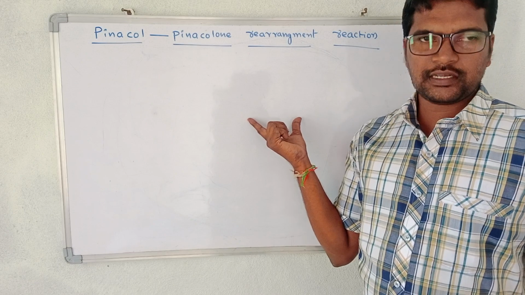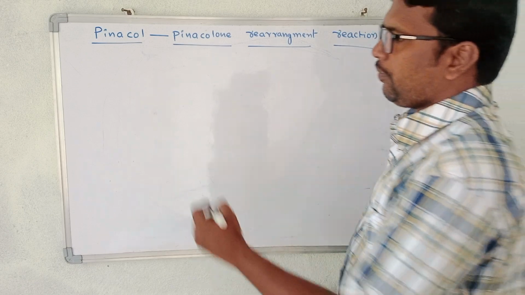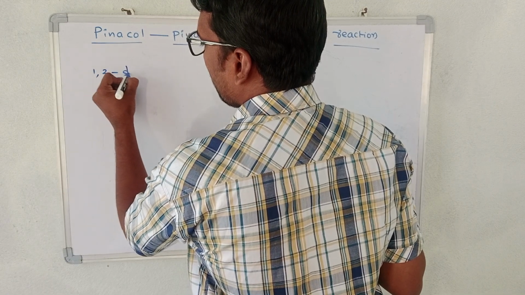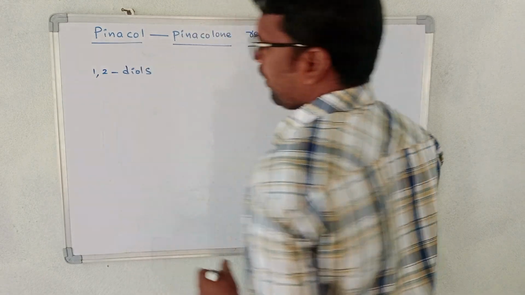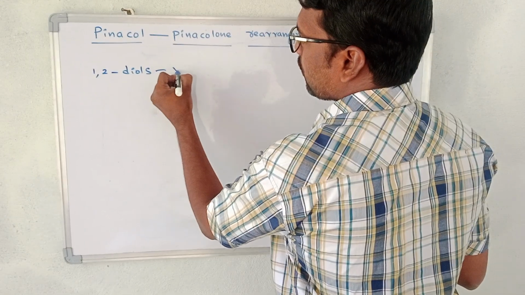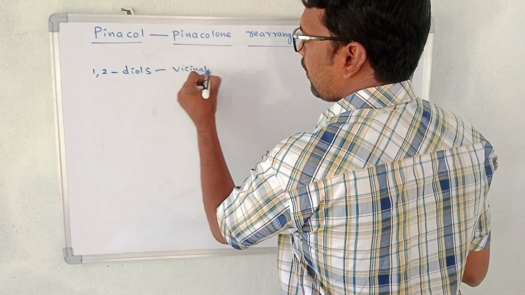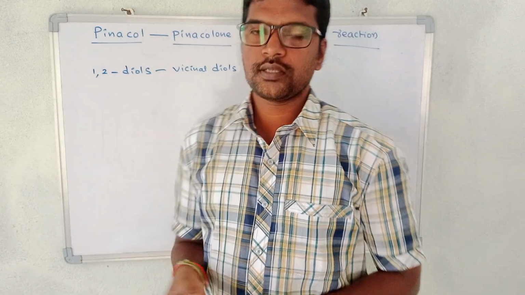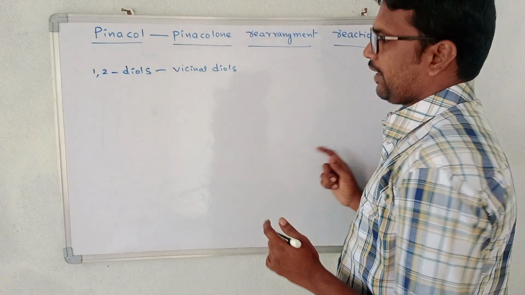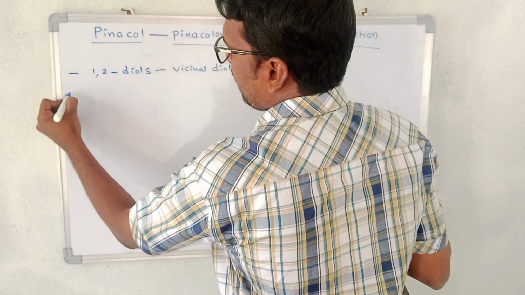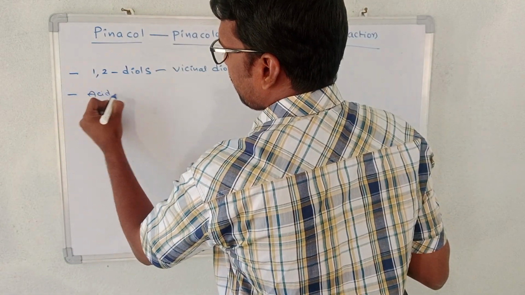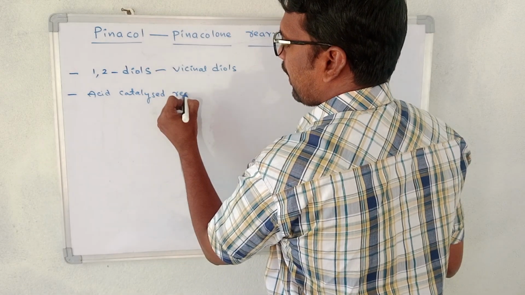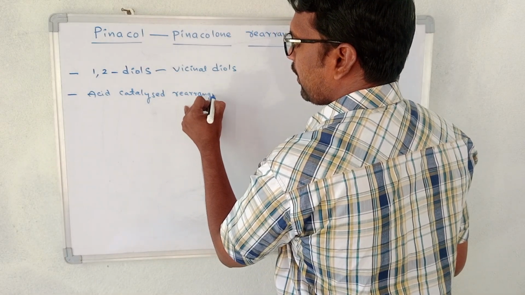Pinacol-pinacolone rearrangement reaction. In the pinacol-pinacolone rearrangement reaction, generally 1,2 diols are involved. 1,2 diols are also called vicinal diols. Vicinal diols are involved in the pinacol-pinacolone rearrangement reaction, and this rearrangement is an acid catalyzed rearrangement reaction.